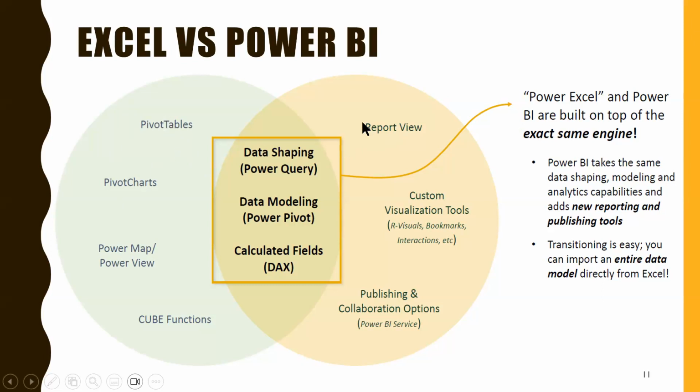Instead of pivot tables, we have report view. In report view, you are building multidimensional analysis. Instead of pivot charts, you are going to have visualizations. Instead of Power Maps, here also it's called Power Maps only. Then you have publishing and collaboration. In Office 365, publishing and collaboration is possible, where multiple people are working in the same worksheet. In Power BI also the same thing is possible. And these three are exactly the same: Power Query, Power Pivot, DAX. These three are exactly the same as what we use in Power Query in Excel and Power Query in Power BI.